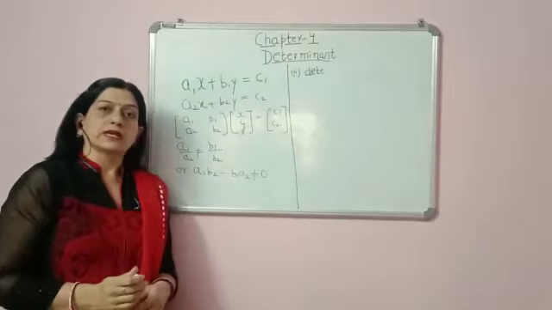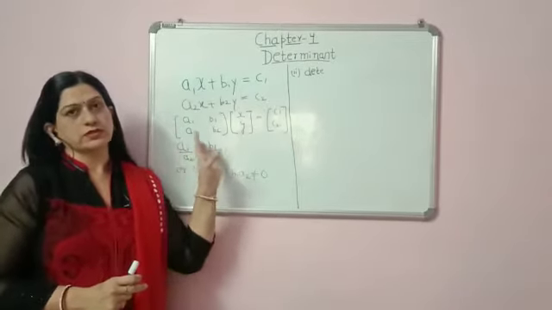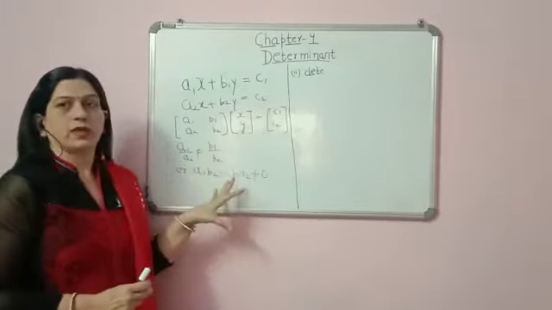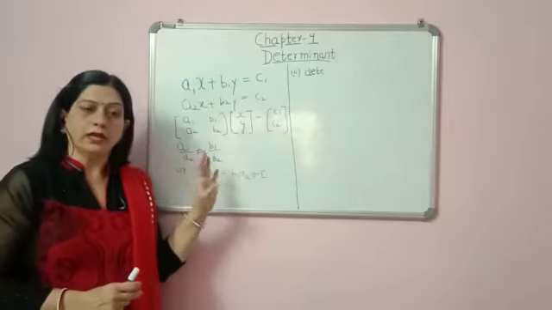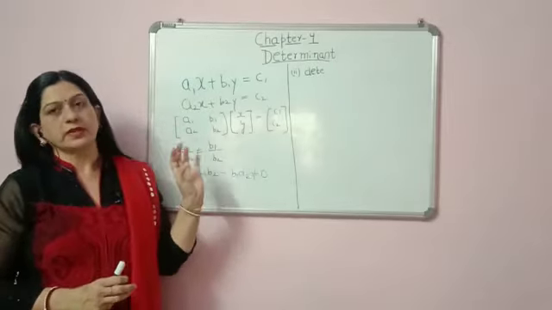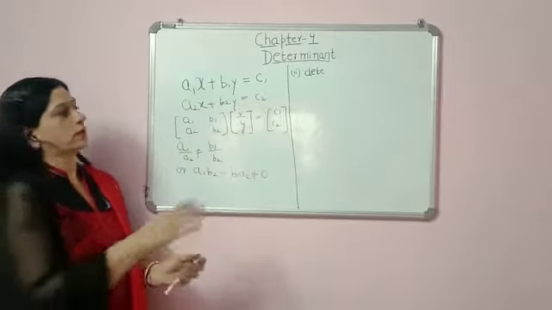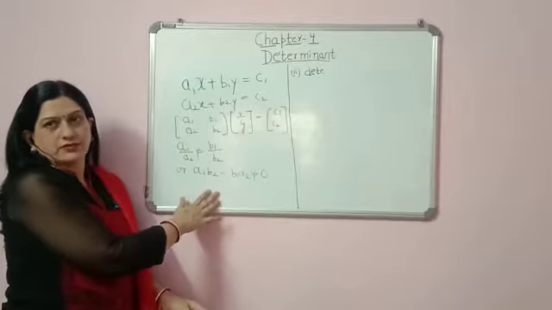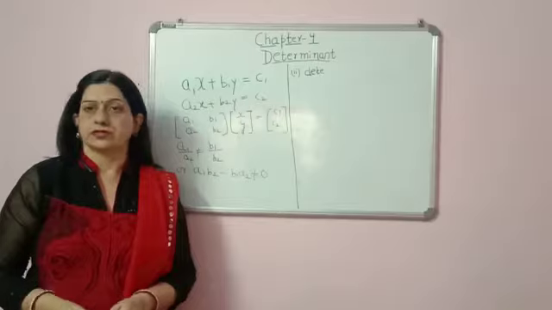So you can say that the uniqueness of the solution of these equations will depend on this number. And this number, which is associated with the matrix, is known as the determinant of A. So this unique value, which is associated with any matrix, gives you the value of the determinant.